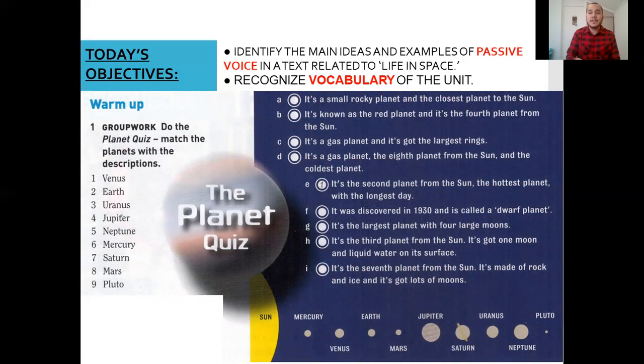And the instruction says, match the planets, Venus, Earth, Uranus, Jupiter, Neptune, Mercury, Saturn, Mars, and Pluto. Very interesting. With the definitions, and you are going to see that Pluto is not a planet at all, but you're going to see that later. Try to do the activities in your copybooks or in the book, in the handout, in a document online, but please do them.